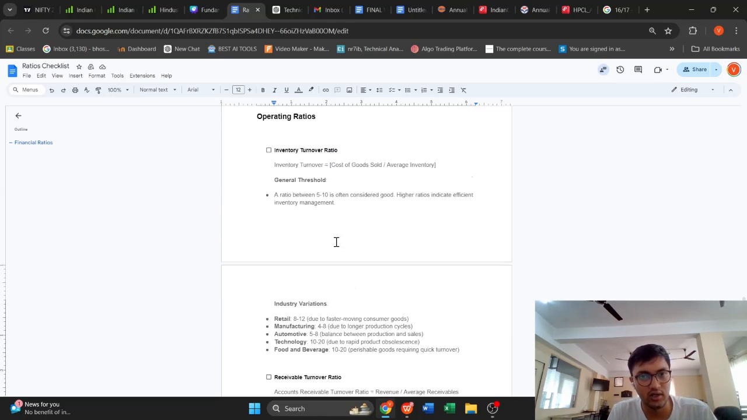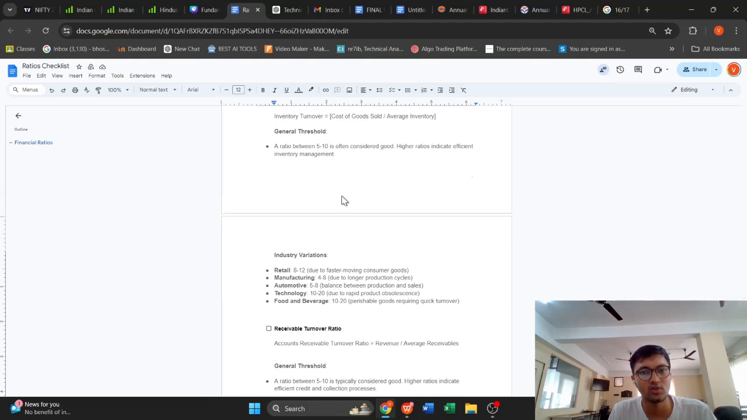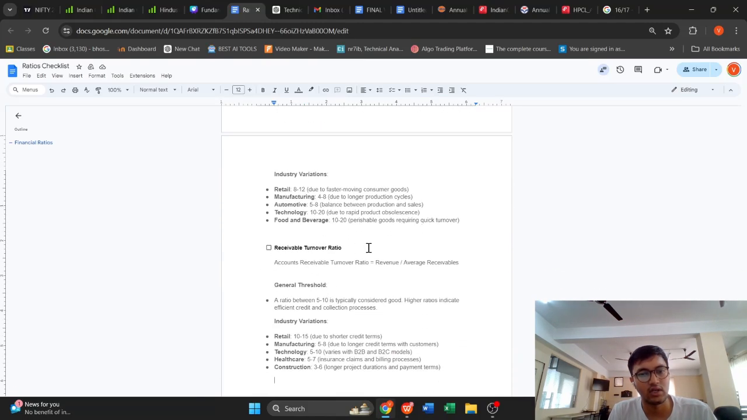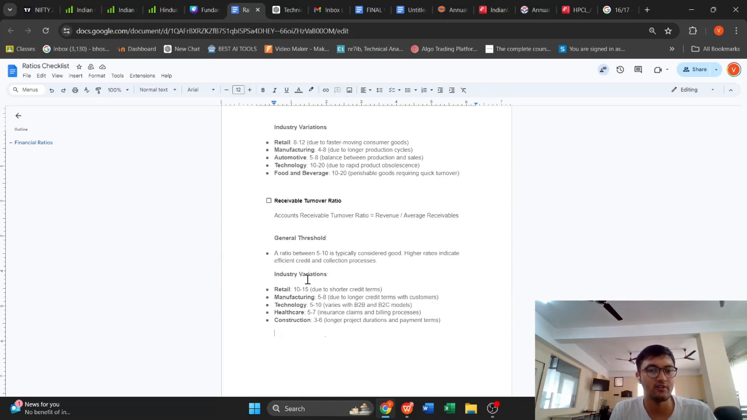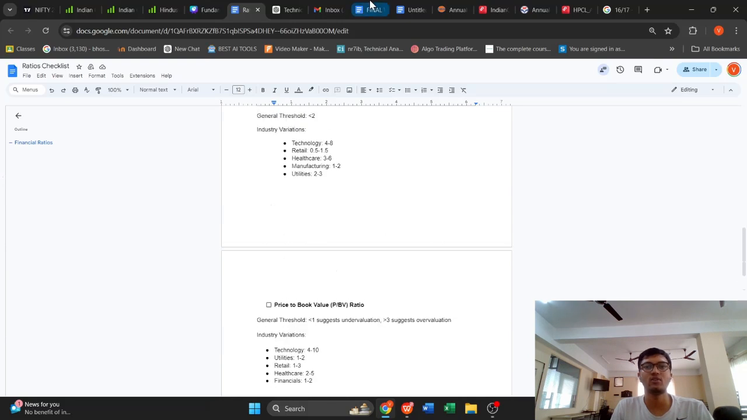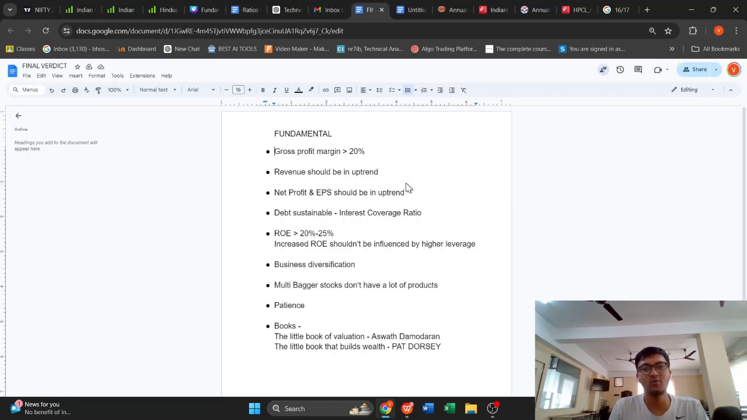And you can go ahead and see the inventory turnover ratio. 5 to 10 is often considered good, and receivable turnover ratio, again 5 to 10 is fairly good. Let me give you a final note. What is my final verdict about investing into a company?